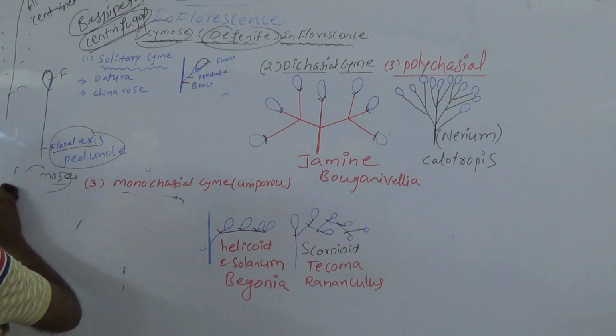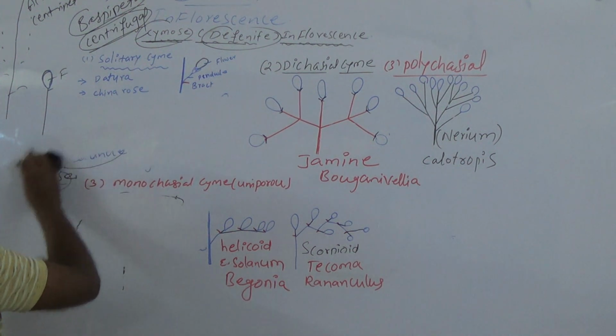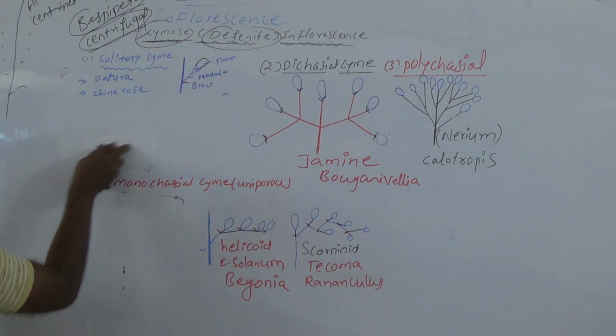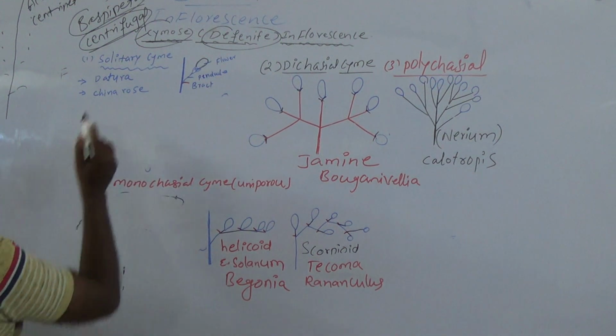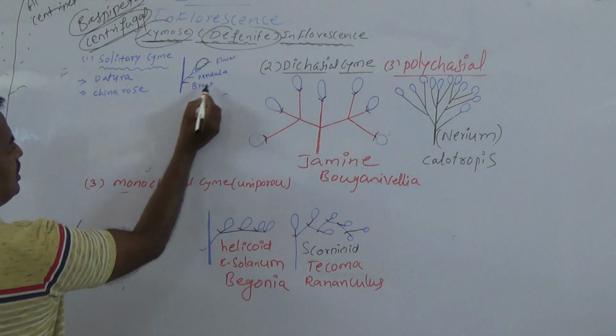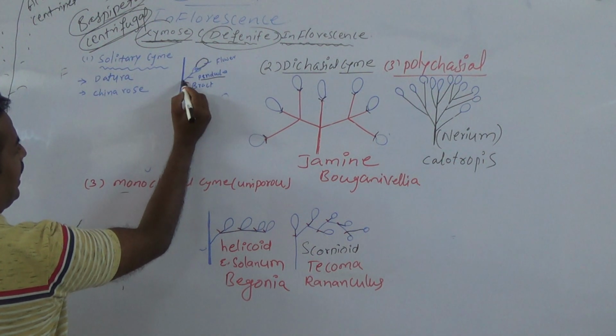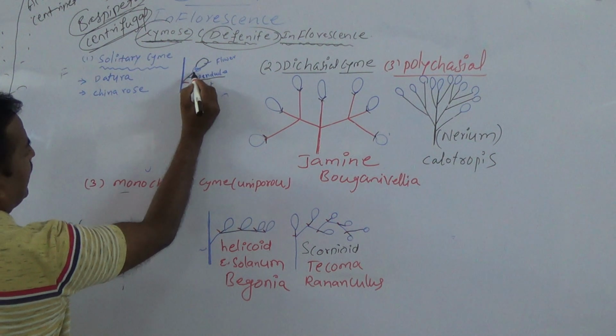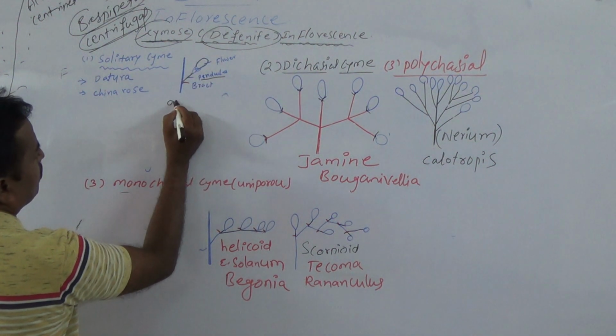How many types of cymose inflorescence are present? There are mainly four types. The first one is solitary cyme. What is the meaning of solitary cyme? Now this is the image of the solitary cyme. This is the peduncle, the floral axis. The floral axis ends with only one flower.